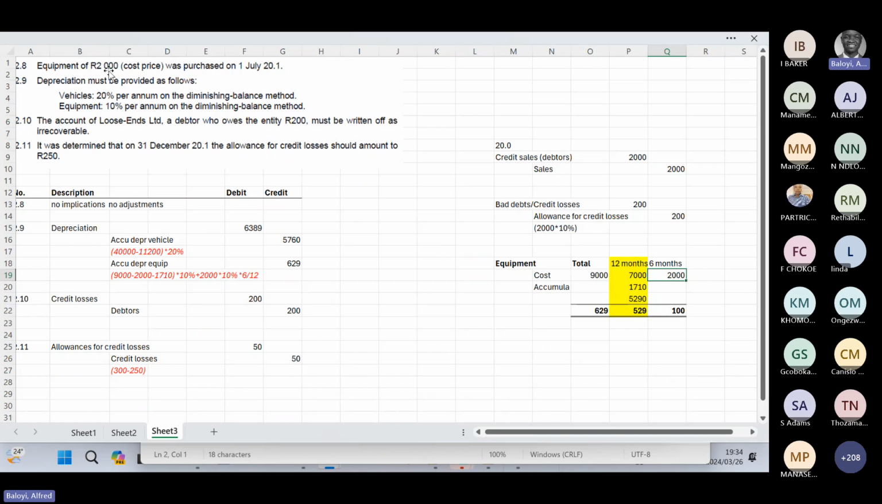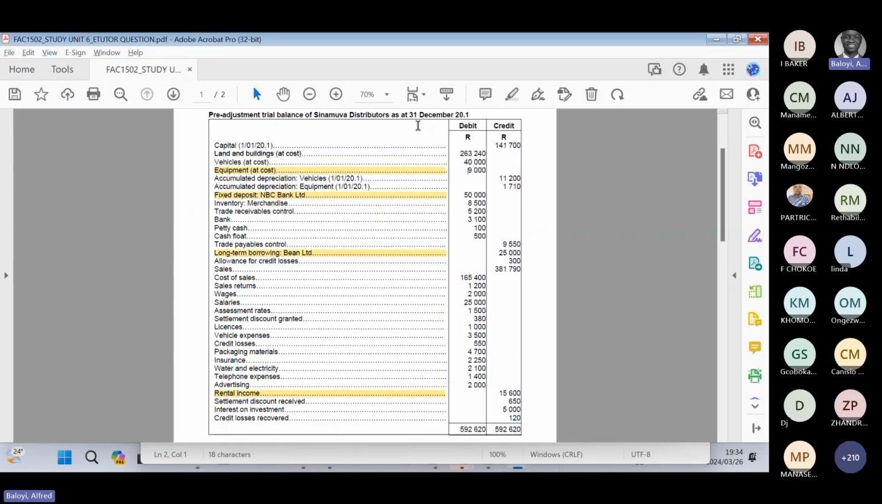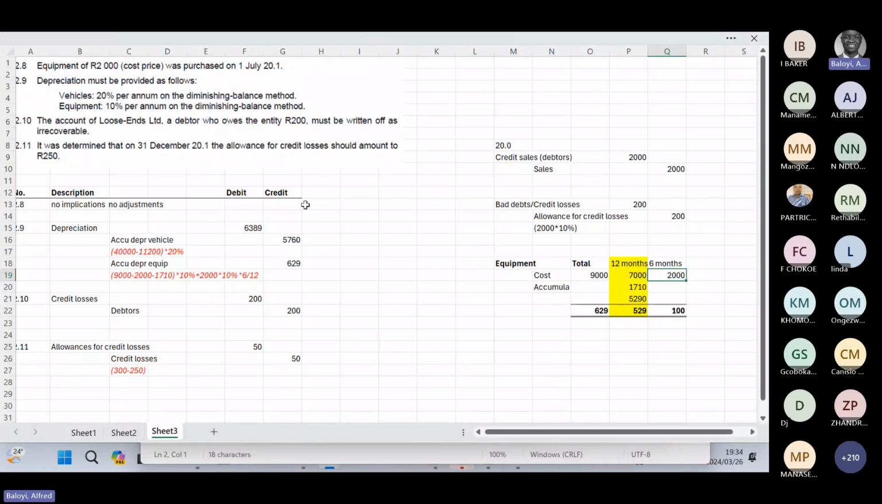The tricky part of the question is that you have to identify the 2,000 here. I think the question will guide you and say whether the 2,000 is included or excluded. But if it just says equipment of 2,000 was purchased on 1 July, and you are looking at the trial balance after 1 July, this amount will already include the 2,000. So that's why you have to subtract. But the question will guide you. Okay, sir, noted.